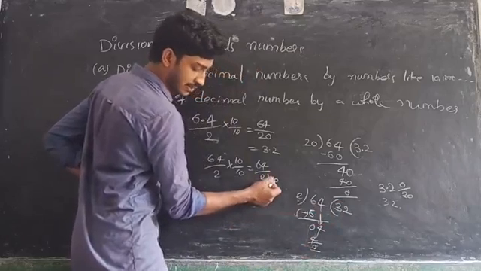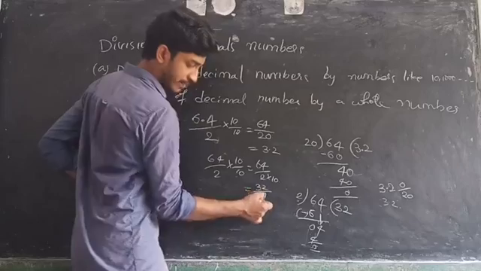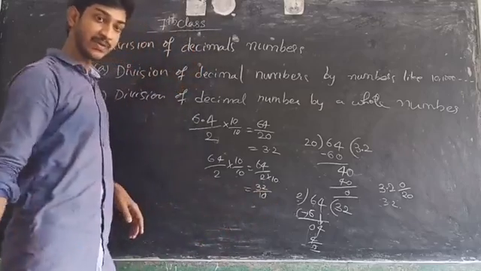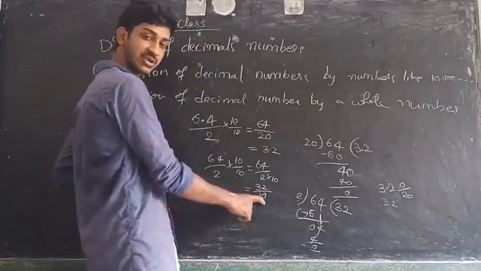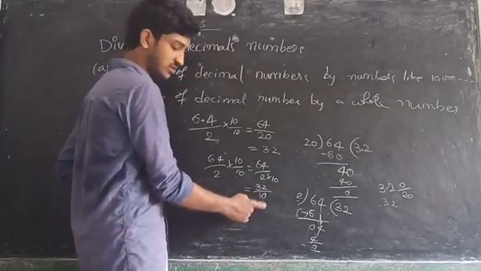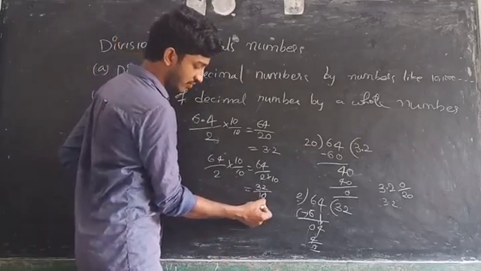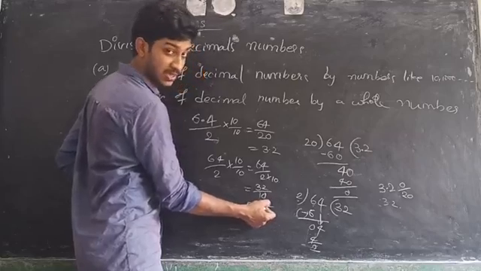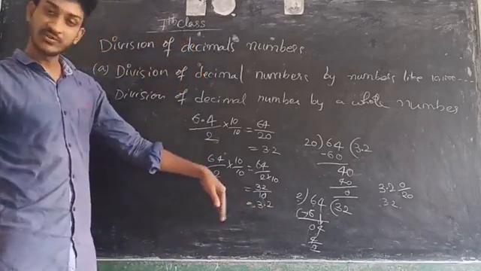32 divided by 10 remains here. So 32 divided by 10, here only 1 zero. In the denominator we have 1 zero. That's why after one digit we have to place a decimal point. Or this way we can do.